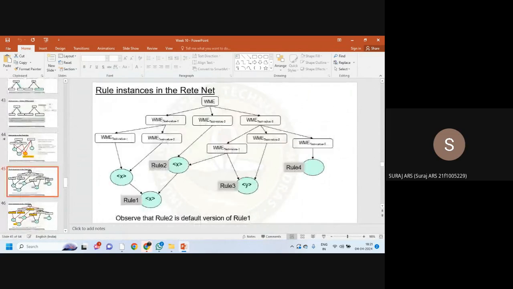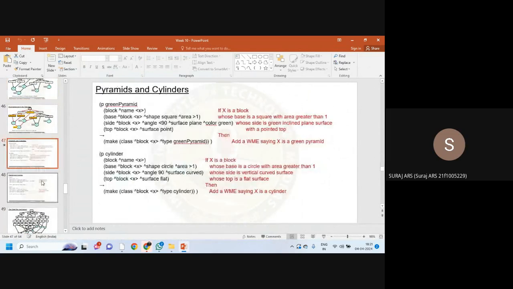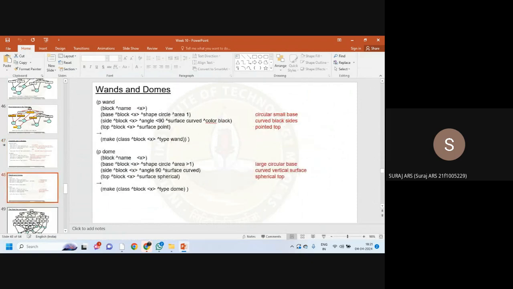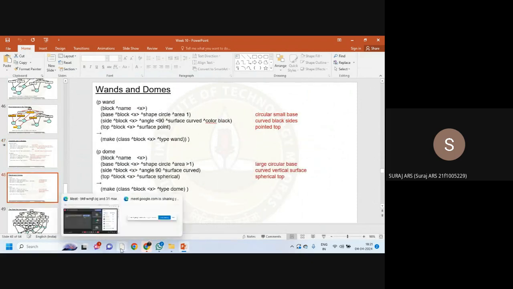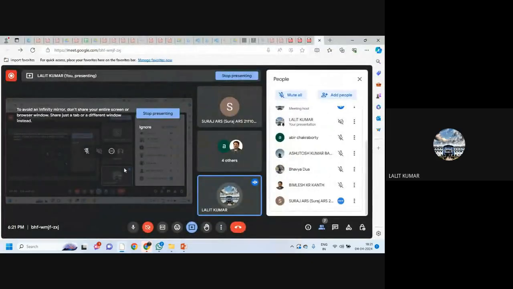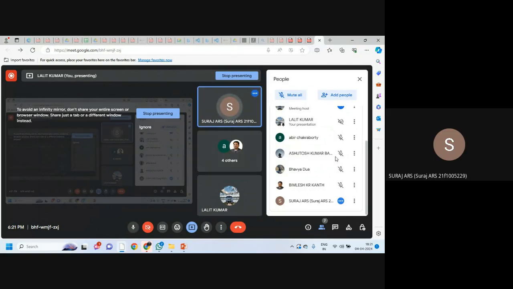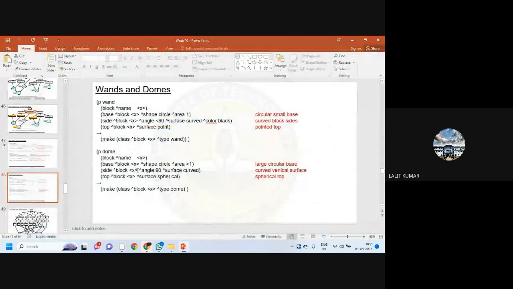Could you share this notes document, what you have taken, so that it helps while you are teaching? Yes, I will do that. But before that, I will just share the slide number.